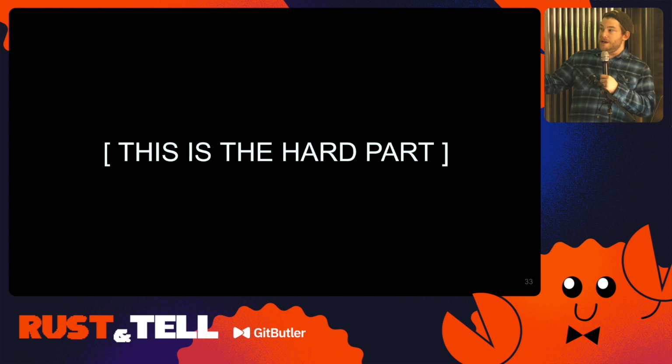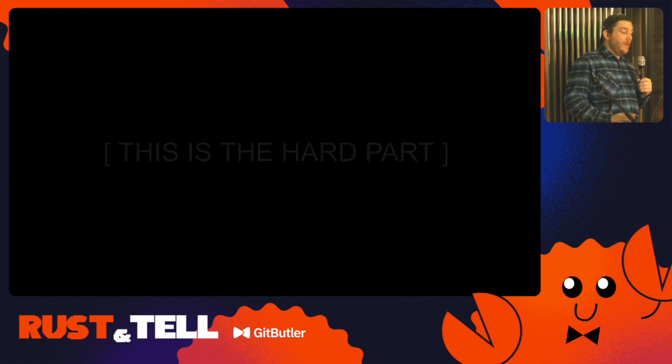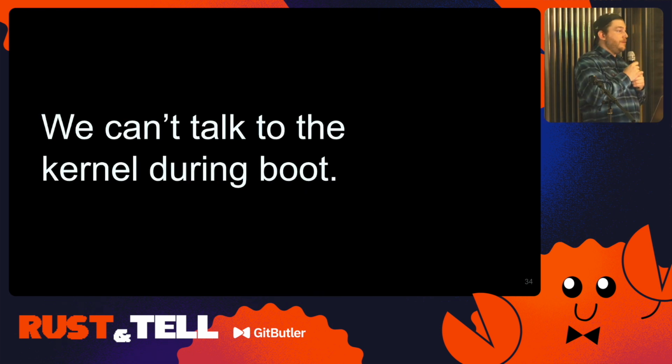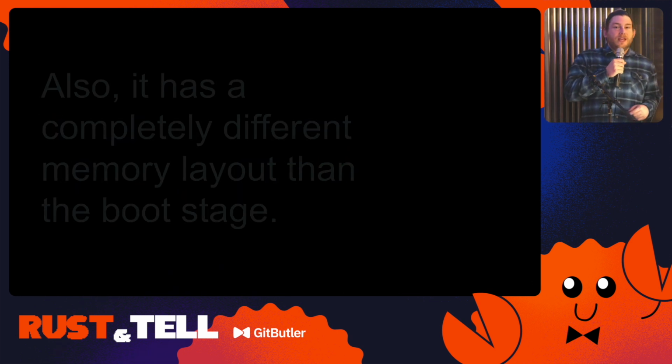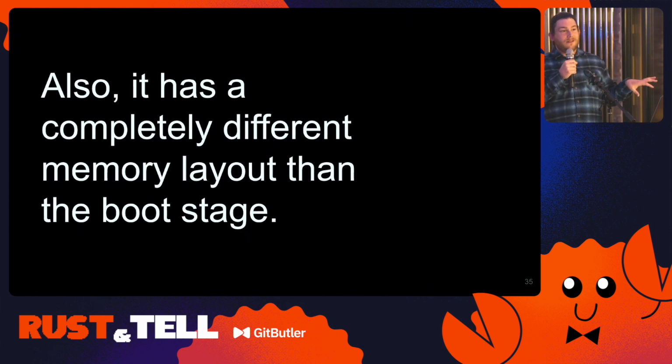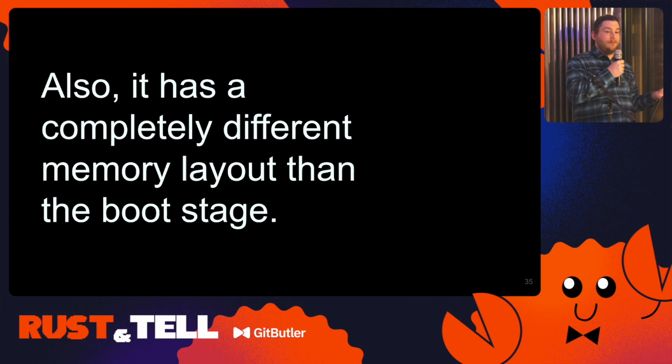So this is where the hard part comes in, right? There is no kernel when we're in the boot stage. The kernel doesn't exist. It's loaded in memory, but it's not running. There's no I/O, there's no IPC, there's no network, there's no way to transfer this information in any way that we would normally transfer information between processes, right? And also, it lives in a completely different memory layout than the boot stage. And when I talk about memory layouts, I mean for the entire system, right?